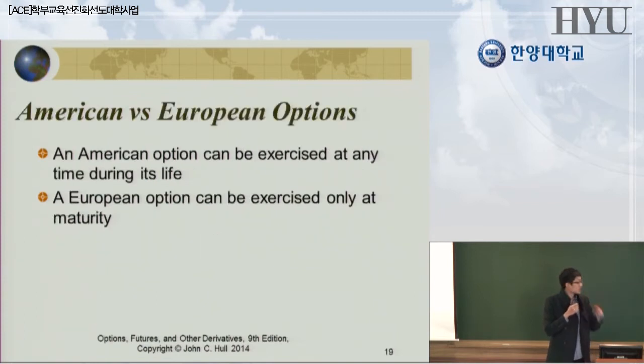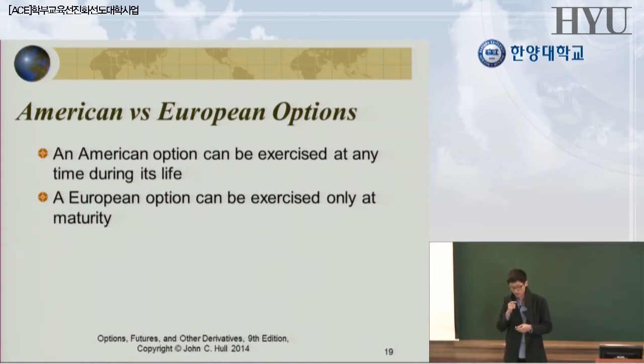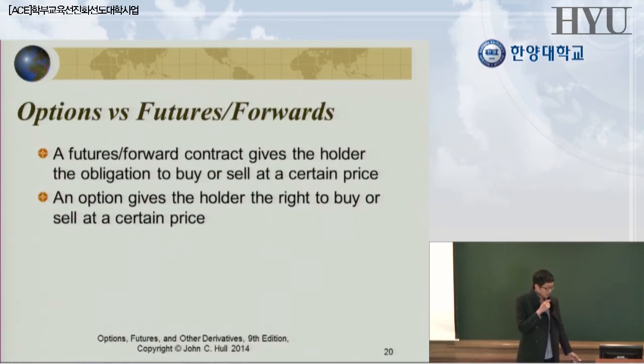And there is another categorization for options, American and European. It doesn't relate to real Americans or Europeans. It's just a name of options, and whether it is an American option or a European option depends on whether you can exercise before the maturity date or not. If you can, then we call that an American option, and if you cannot, then we call it a European option. That's the difference.